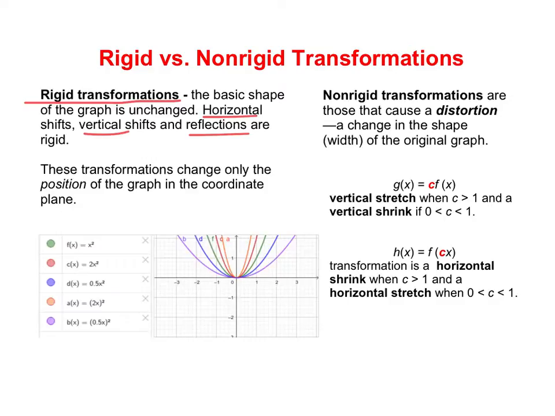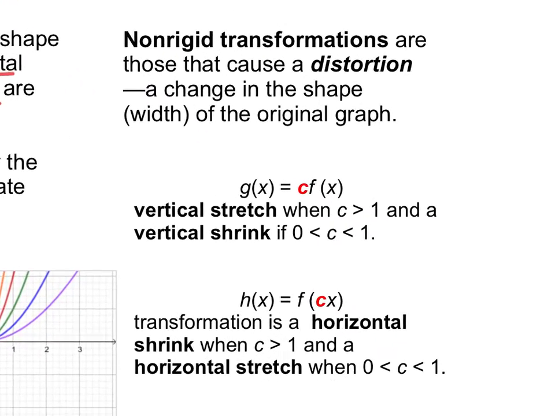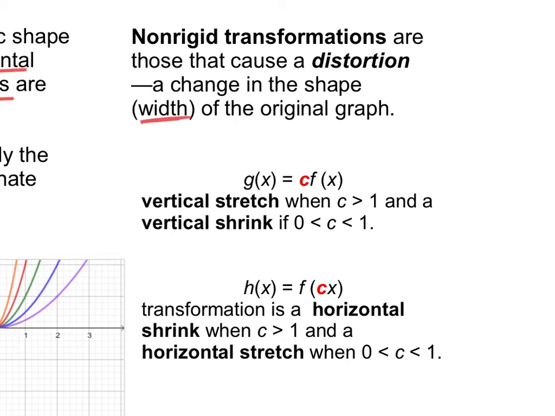But the non-rigid, they cause a distortion in the shape, like the width of it. It shrinks it, it stretches it. Notice the terminology used down here, shrink and stretch. And so depending on where that value is, for us in our examples, it was 1/3.